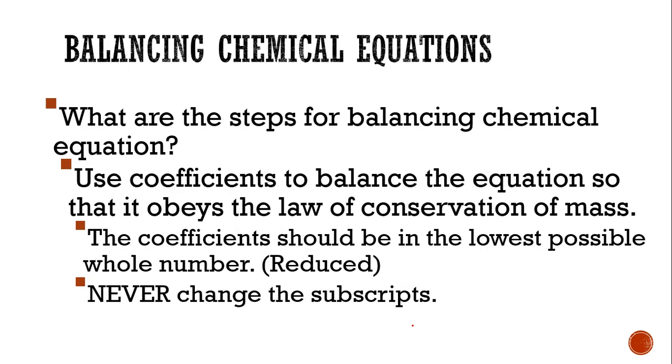So what are the steps that you have to take to balance your own chemical reaction? First, the only thing that you are allowed to change is the coefficients. We use coefficients to balance the equation so that it obeys the law of conservation of mass. The coefficients should also be in the lowest possible whole number, which means they need to be reduced. Also, please note, never ever change the subscripts. Again, if you change the subscripts, you're changing what that compound is, not how many.